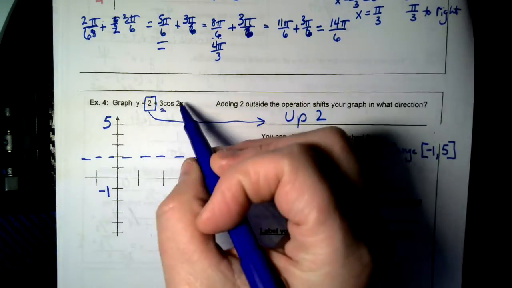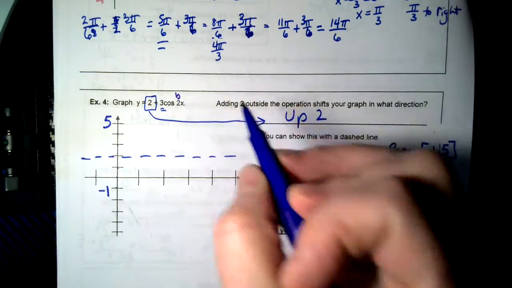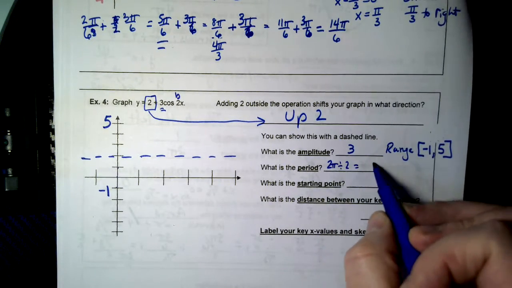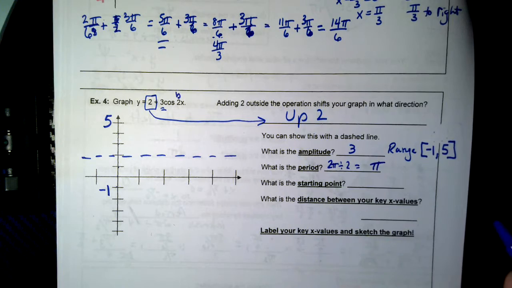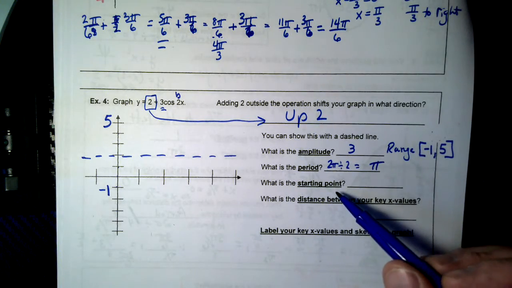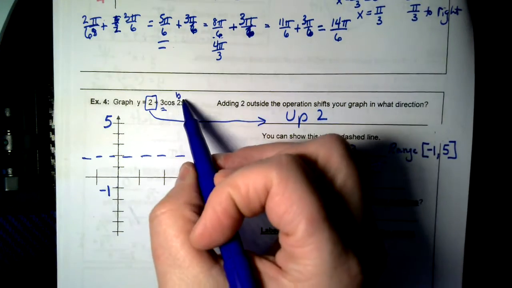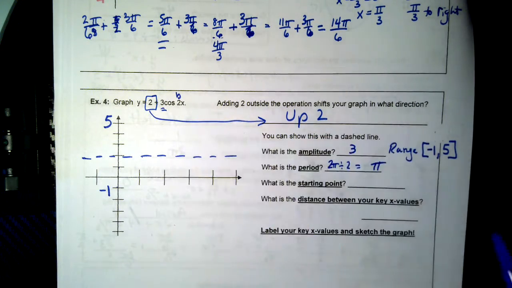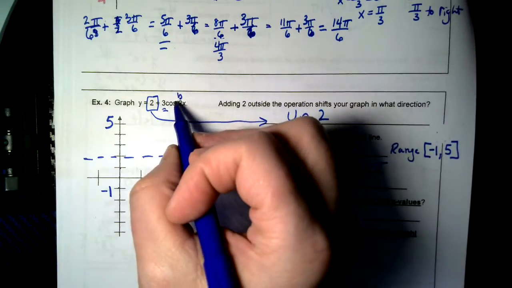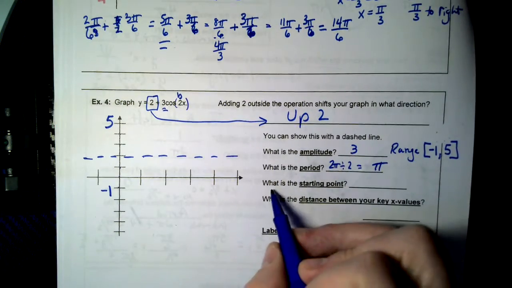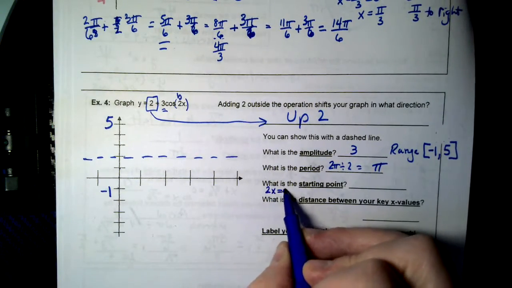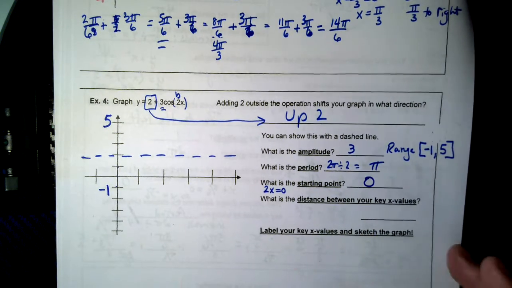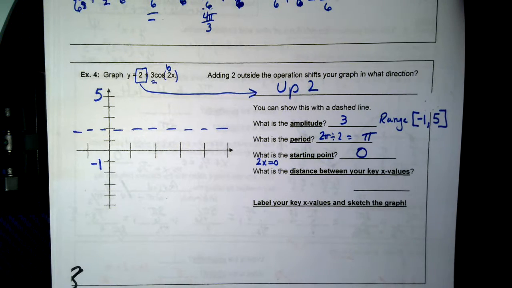What's the period length? You take the number in front, that's your b value here. You're going to take 2 pi divided by 2, and my answer is pi. What's my starting point? You have to take 2x and set that equal to 0. There's no parentheses, but you could put parentheses around that. If 2x equals 0, all I have to do is divide by 2. My starting point is 0. Well, I made that one kind of easy, to be honest.